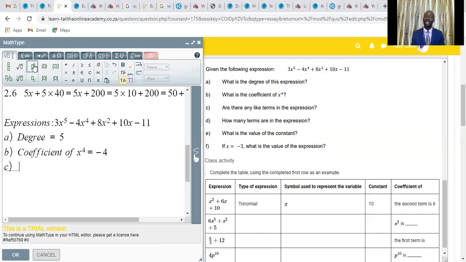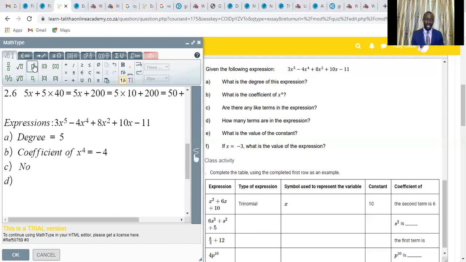And so, do we have any like terms in the expression? No, we don't have any quantities that are known as like terms. We say no. Then the next part of this question is part D. How many terms are in the expression?